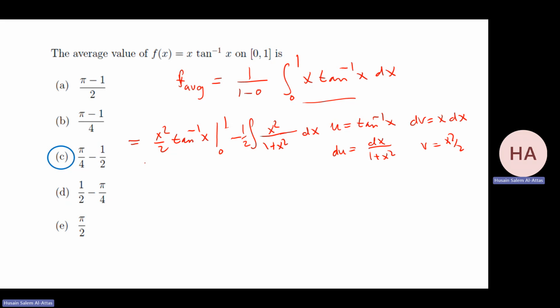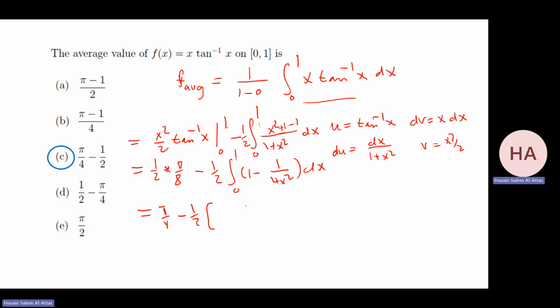Okay, this one I substitute. I have half times pi over 4 minus 0. This is minus half, then I use this trick, plus 1 minus 1. So what's inside the integral is 1 minus 1 over 1 plus x squared, from 0 to 1 dx. Now it's easy to do. It is x minus tan inverse x from 0 to 1.